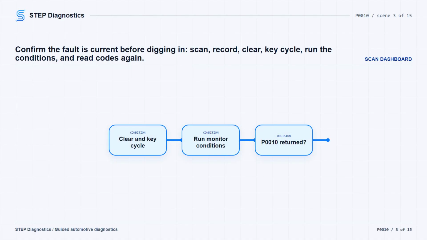The monitor runs with the engine running and battery voltage greater than 10.4 volts. Before chasing the circuit, scan all modules, record the codes and captured operating data, save the vehicle scan information, then clear the codes. Turn the ignition off for a minimum of 10.0 seconds, turn it back on and reproduce the operating conditions that set the fault. Read the codes again. If P0010 does not return, handle it as an intermittent condition. If it does return, continue into the circuit checks.